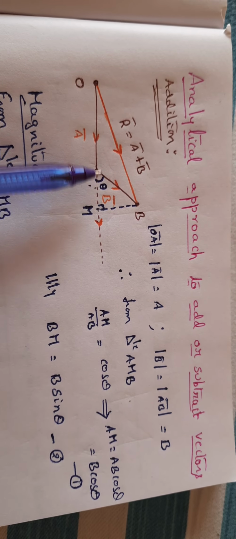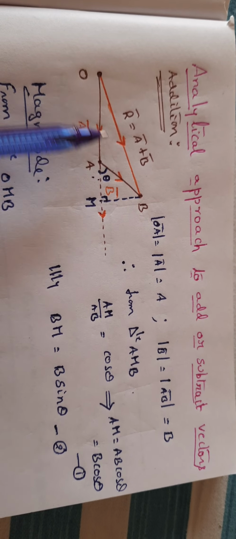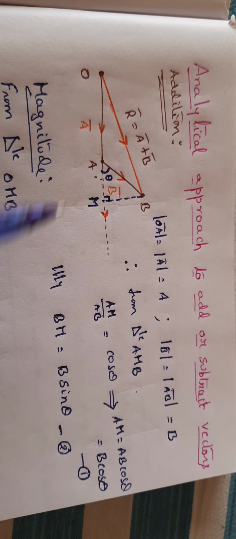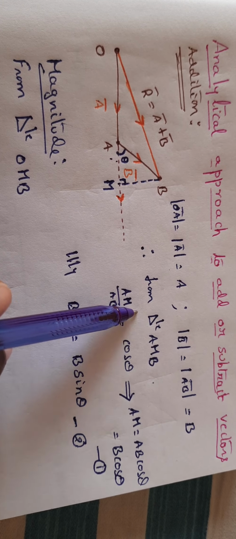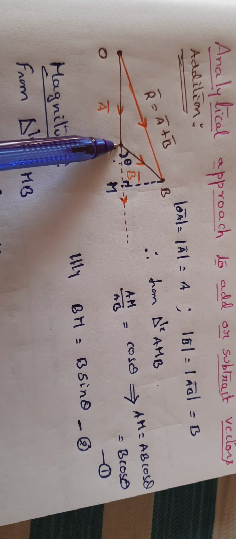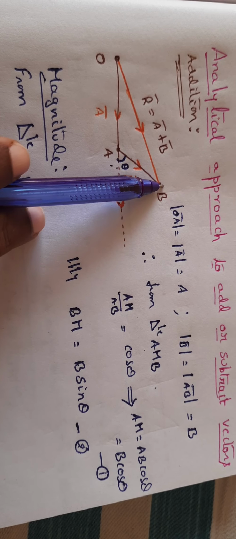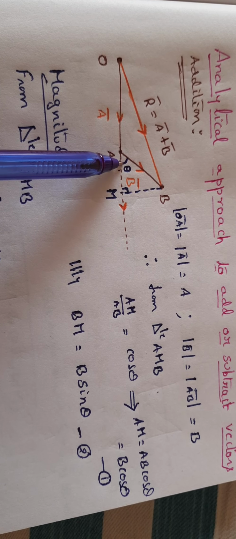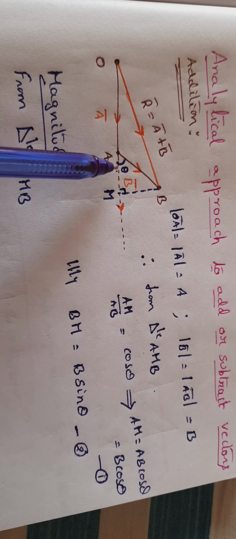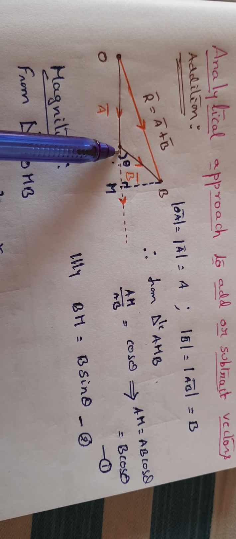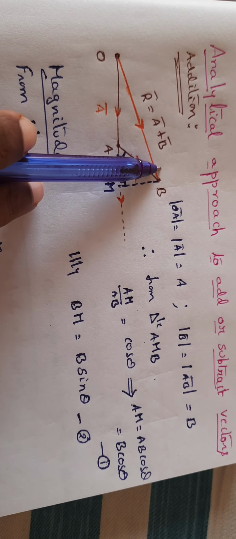Right, so now we are done. We know the value of OA, we know the value of AB, that is A and B respectively. And now from the triangle AMB, which triangle am I taking? This triangle. Now I know hypotenuse and theta. Right, now it is very easy to find out the adjacent side and opposite sides.